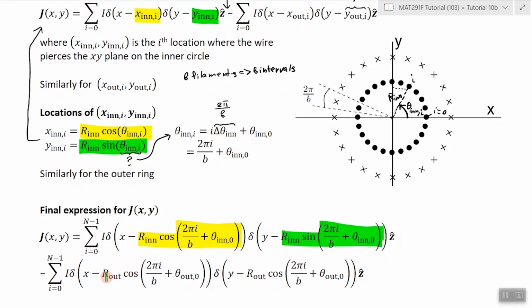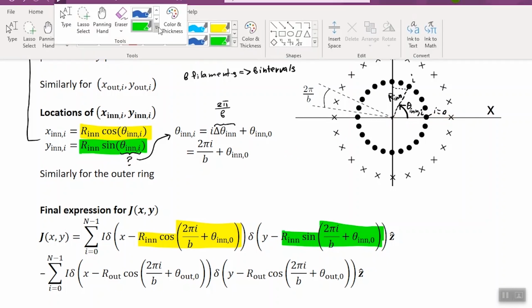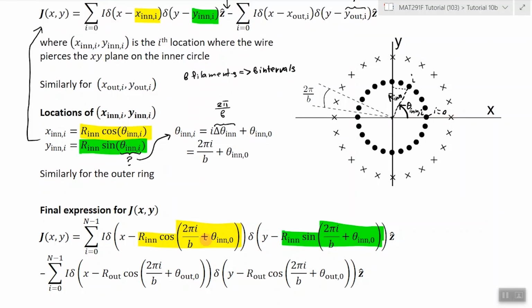For the outer ring, I didn't write out the expressions, but they're very similar. The only difference is that instead of inner radius and inner theta, you have outer radius and outer theta, because they don't have to be at the same angle, this filament and this filament, theoretically, even though the way it's drawn here, they are just at angle equals 0. Actually, in the notes, there is no shift. In the notes, this theta inner is chosen to be 0. So this equals 0 radians in the notes. And the same thing here.